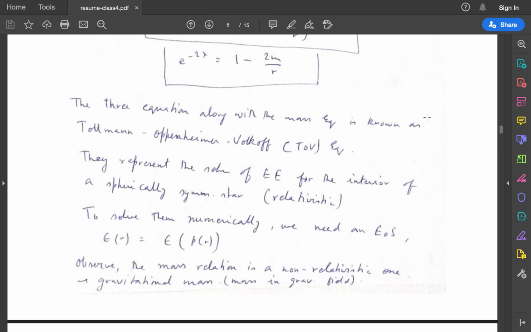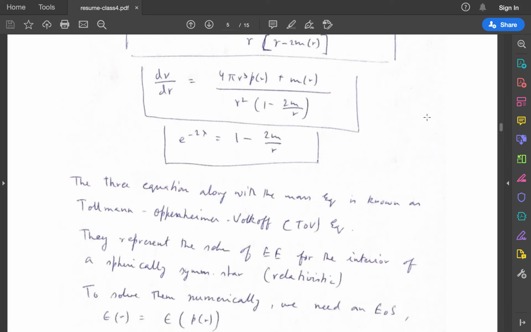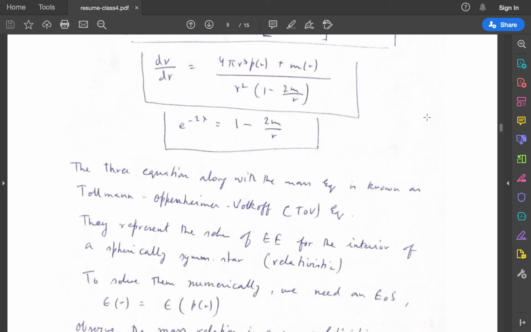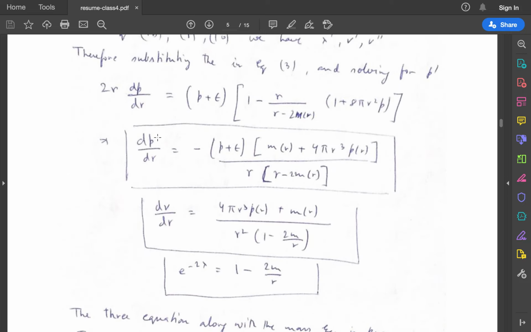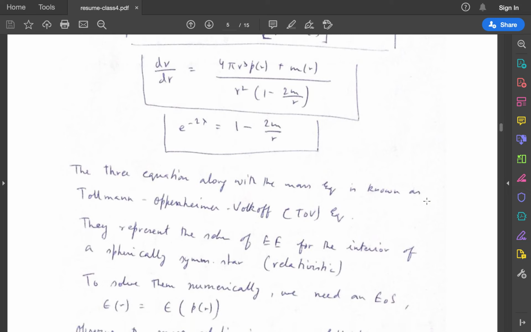And then we stop. When do we stop our integration? We stop at the surface of the star. How do we define the surface of the star? The surface is defined when the pressure is 0. We start with some energy density, find the corresponding pressure, and then solve the equation to find the pressure at the next outer point. As I go out, the pressure decreases and ultimately goes to 0 at the surface, and the total mass of the star is the mass accumulated up to the surface of the star.